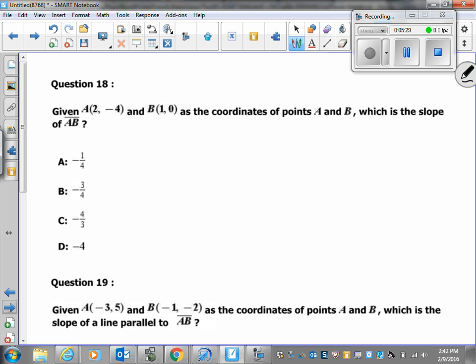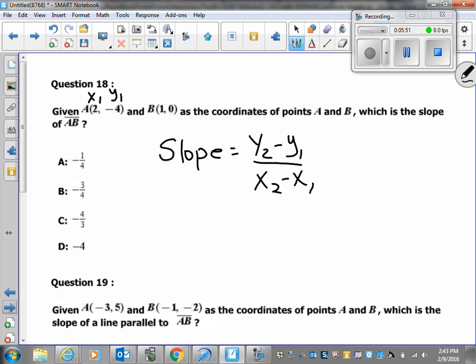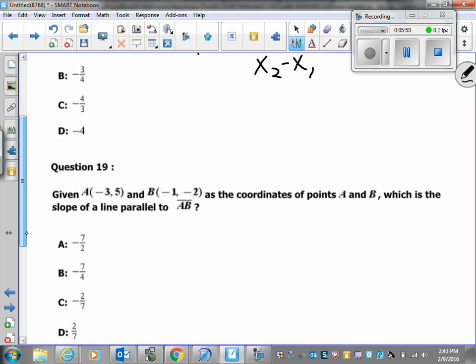All right, number 18. Given A is (2, -4) and B is (1, 0) as the coordinates of points A and B, what is the slope of AB? You should know by now the formula for slope is y2 minus y1 over x2 minus x1. One thing I always say is make sure you label your x1, y1, x2, y2. Then all you have to do is plug it in and find out what it is.